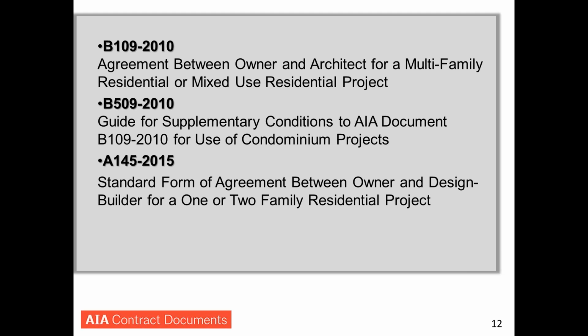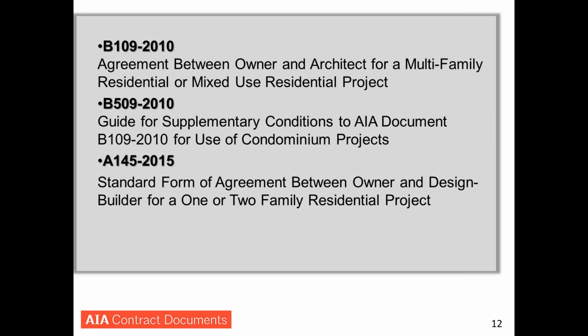Now, the B509 is called Guide for Supplementary Conditions to B109 for use on condominium projects. We'll go into more detail on that, but basically B109 was developed for multifamily residential or mixed use, which is not condominium construction. And then B509 has model language that can be used to modify B109 to make it suitable for condominium use. We'll be referring to that through this program probably as the condo guide, but as you can see in the title, it is actually a supplementary conditions document. And then the A145 is a document we developed recently, 2015, for 1 or 2 family residential projects using the design-build delivery method.